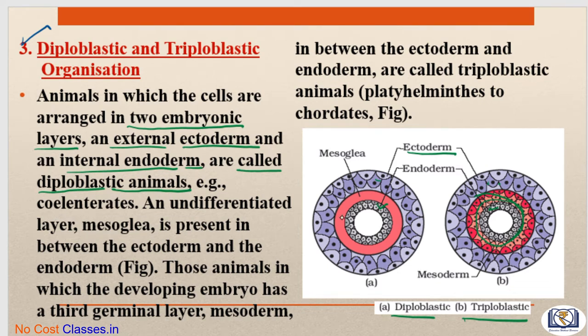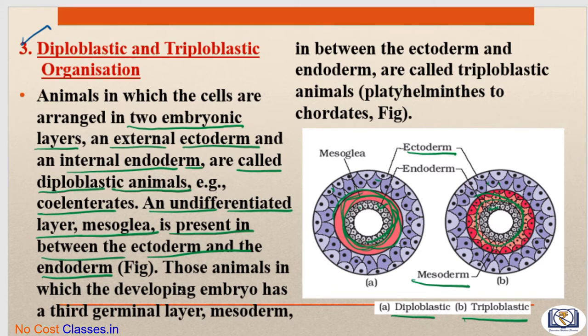Because why, what's the reason? Like in cnidarians, an undifferentiated layer, mesoglea, is present in between ectoderm and endoderm. So instead of a completely developed layer, which we could name mesoderm, it's actually not a completely developed layer. This is called mesoglea. If mesoglea is present instead of mesoderm, then we give the category of two layers, that is, diploblastic organisms.